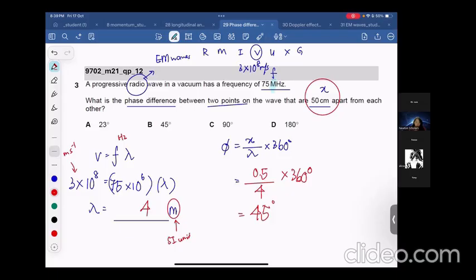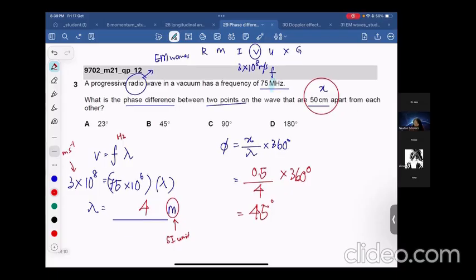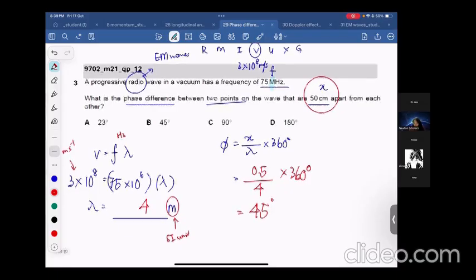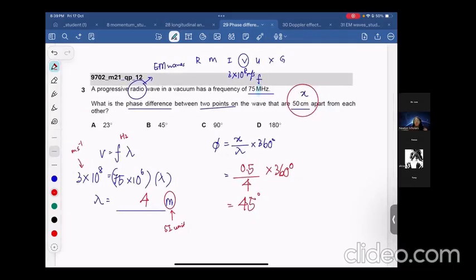Okay, boys and girls, we go to question number 4. Can we proceed with this question? Okay, good job. We go to question number 4.